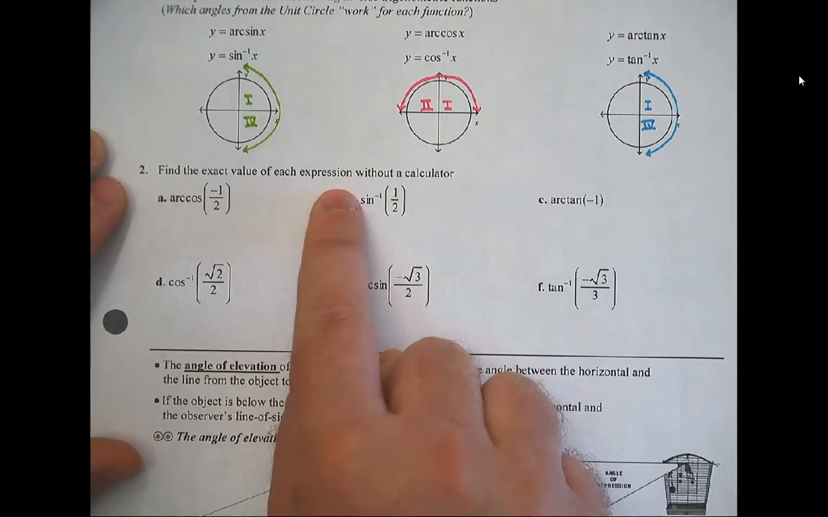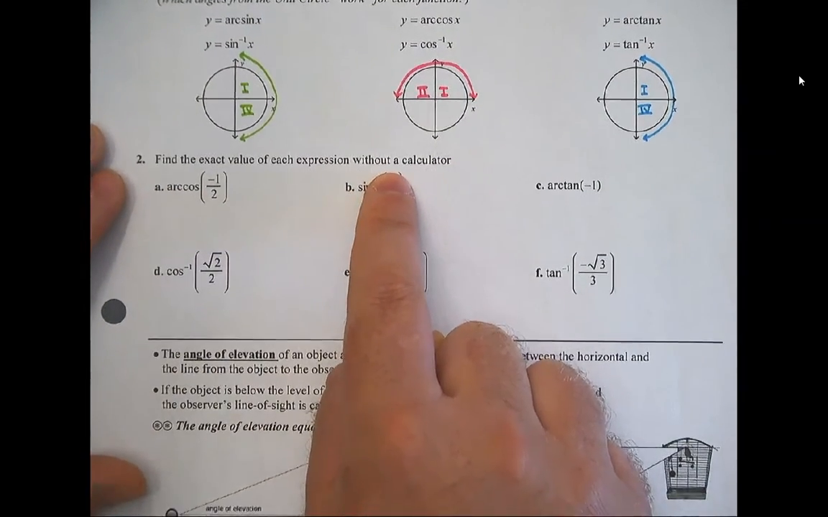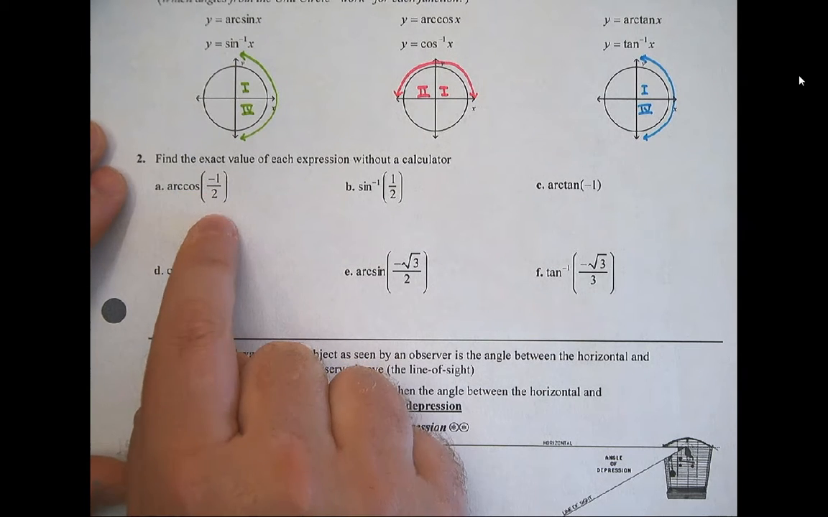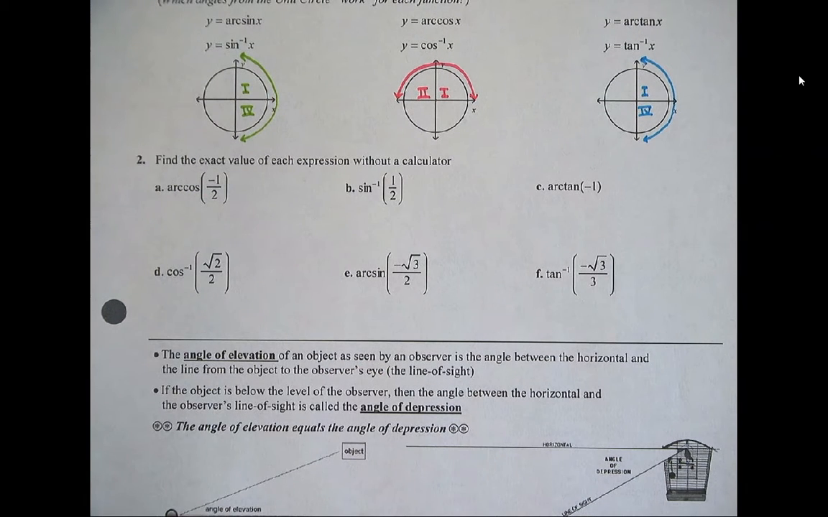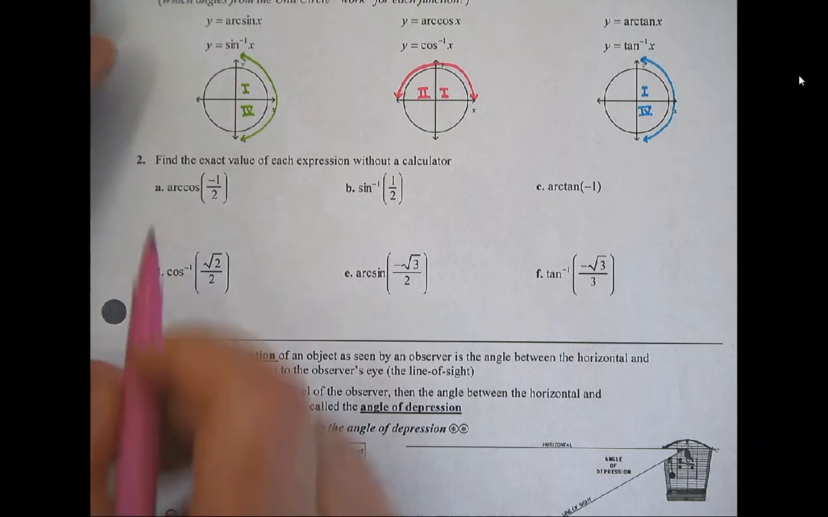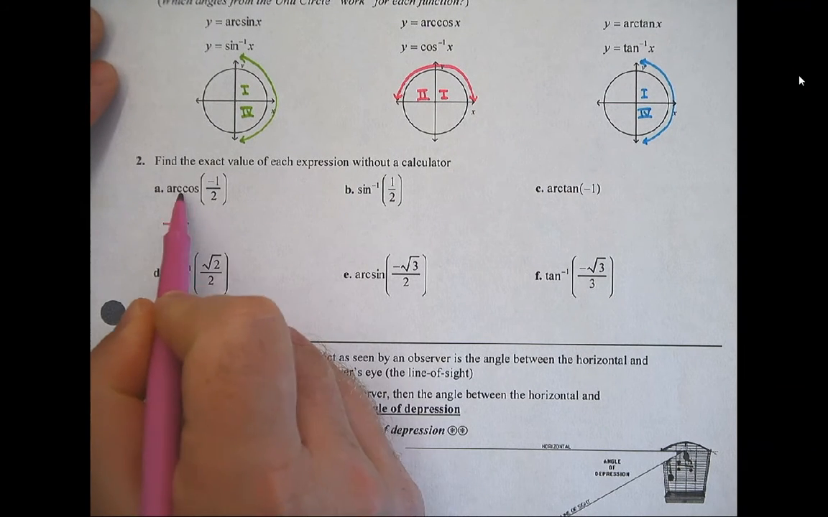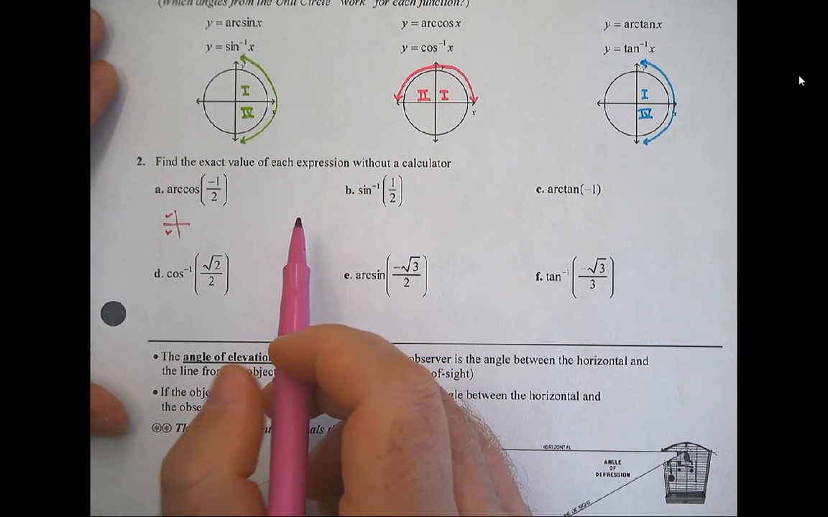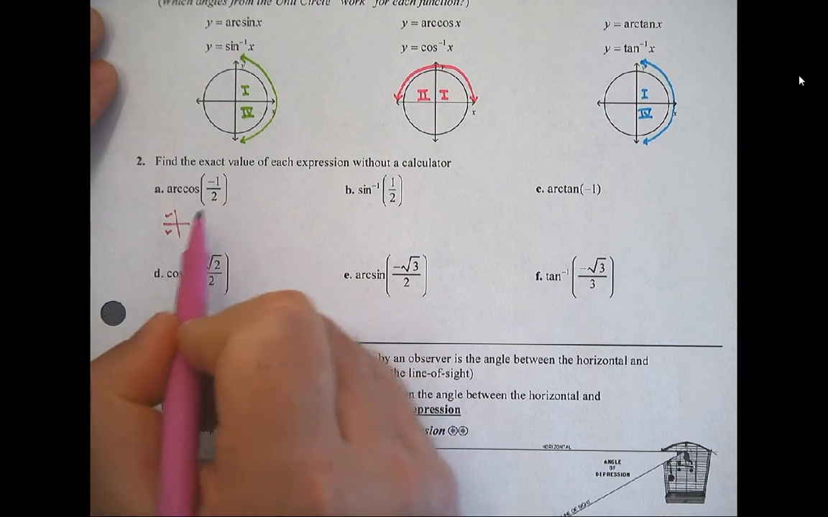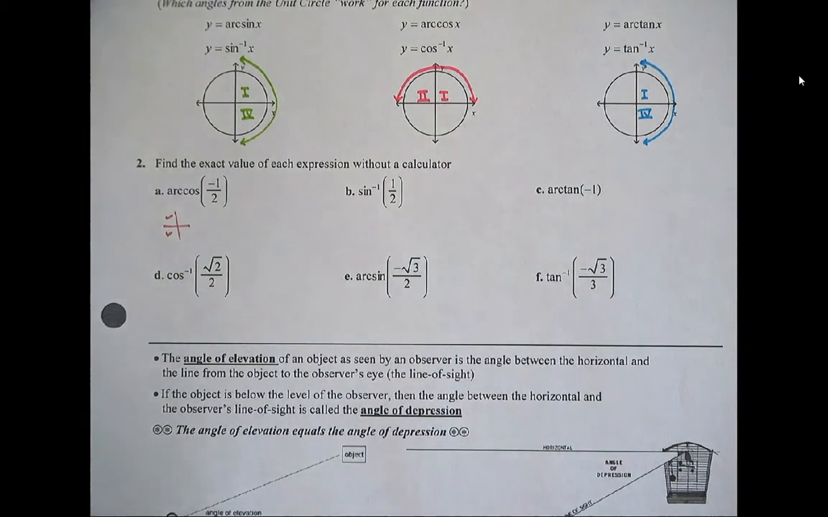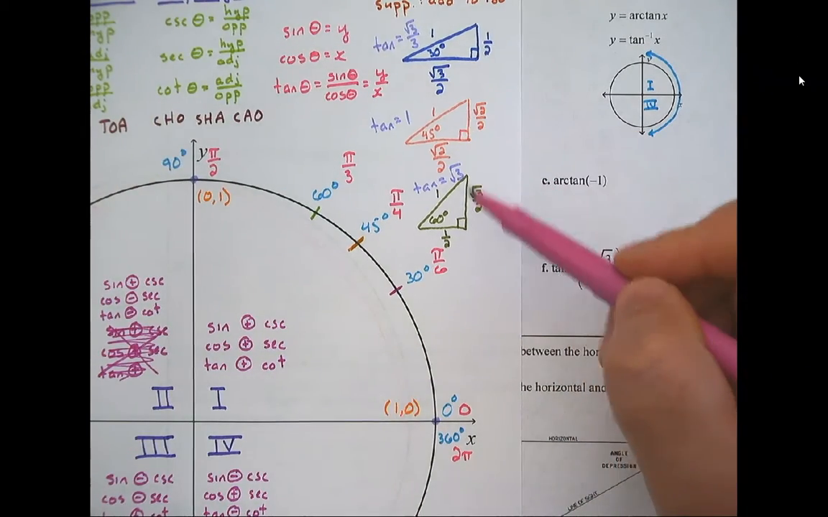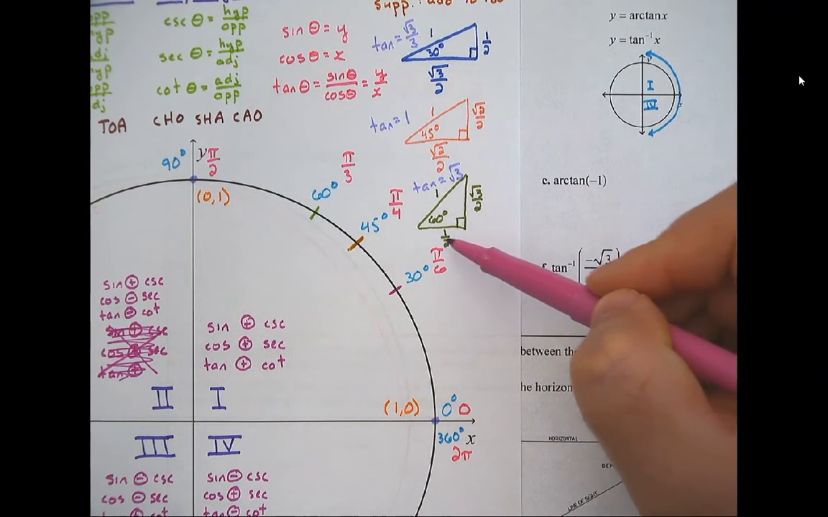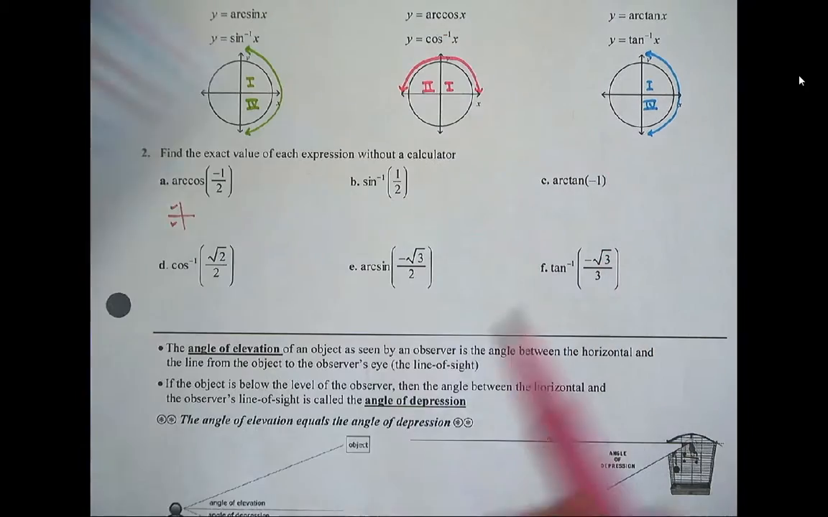So, find the exact value of each expression without a calculator. Arc cosine of -1/2. This is similar to what we did when we were solving. Cosine is negative. Check, check. Cosine is 1/2. So I'm going to go to my special right triangles. Which one of my special right triangles has a cosine, an x value, of 1/2? That's the 60.